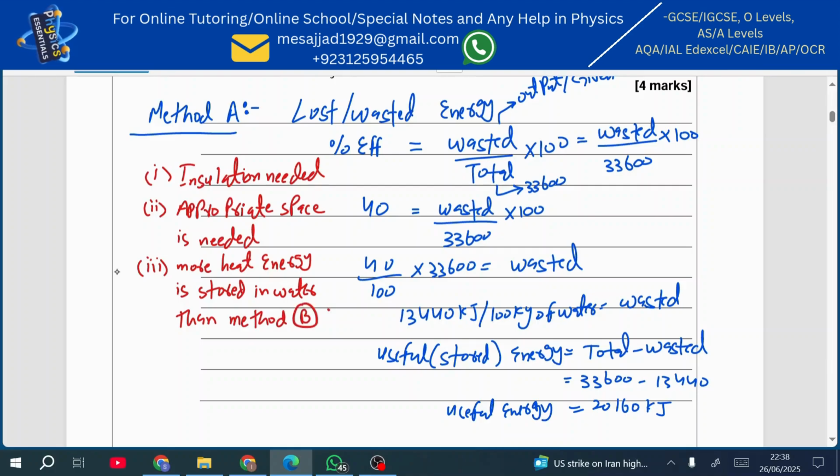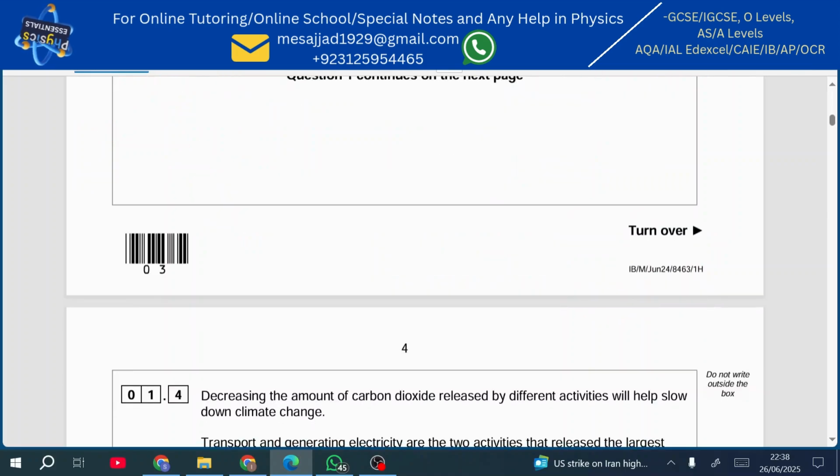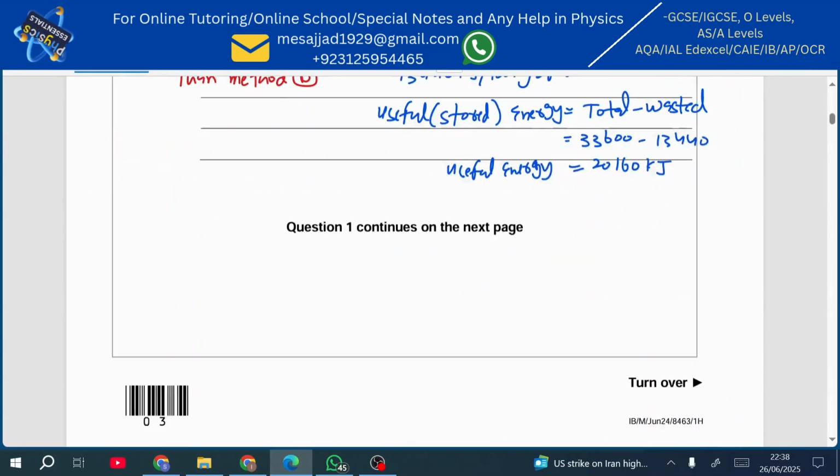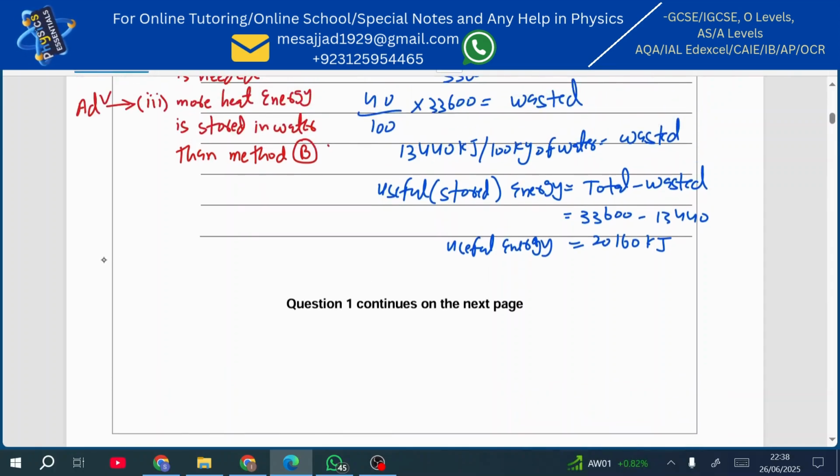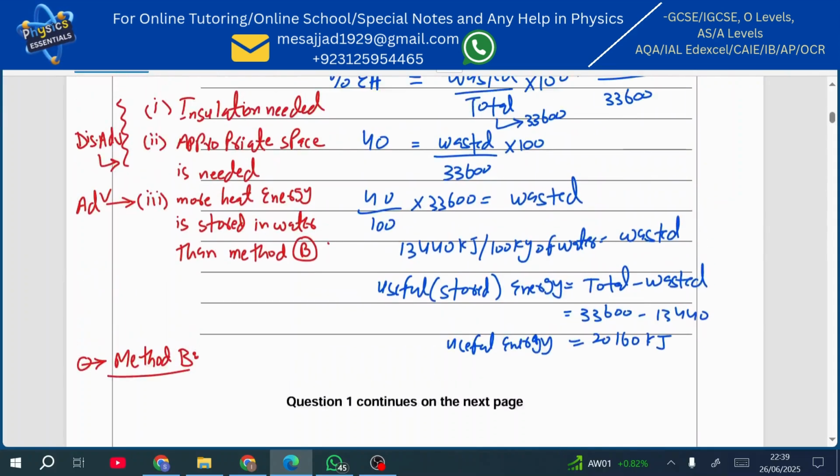Okay, so that is your advantage, and these two are your disadvantages. Okay, so that was for method A. And what about method B? So the same thing that we have to do for method B as well. I'm sorry, I'm running out of space. So for method B, you are going to do the same thing.